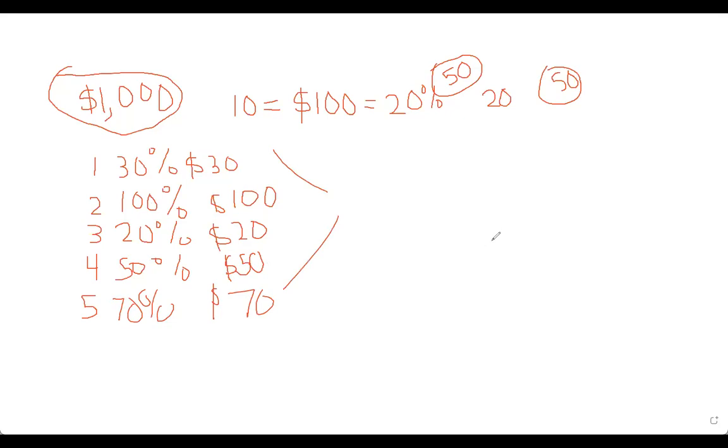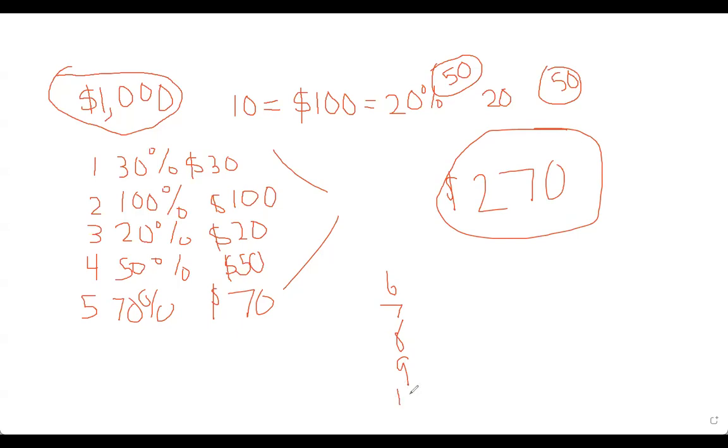So based off of 5 trades that we won, we have 30 plus 100 plus 20 plus 50 plus 70. So total, we have 270, right? This is how much we won so far in our first 5 trades, is 270, right? So next we have 6, 7, 8, 9, and 10.